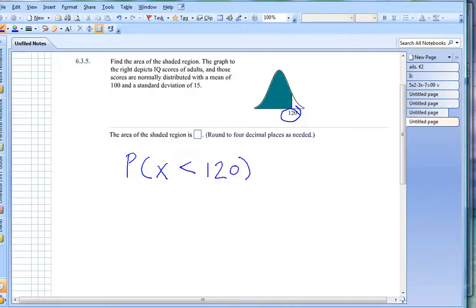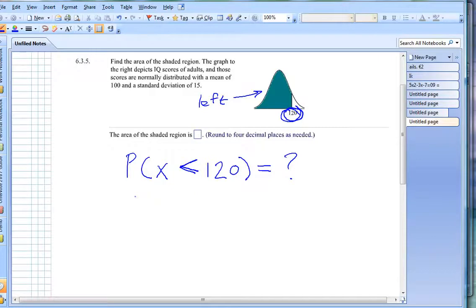Now why do I say less than? I say less than because it's shaded to the left. This area over here is shaded to the left of our 120. So that's why it's less than. So I drew this symbol in right here.